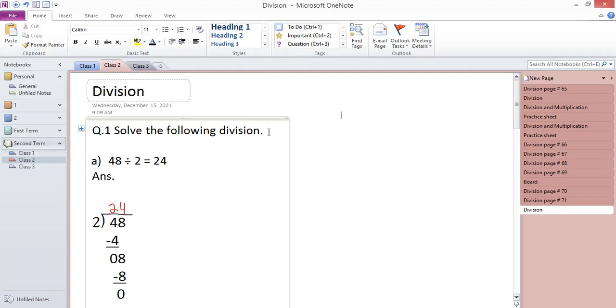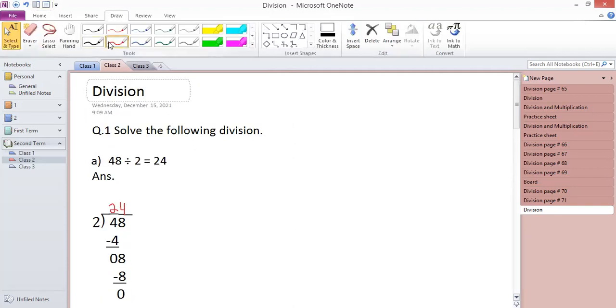Question number 1, solve the following division. Start dividing 48 by 2 first. The solution is written in front of you guys. 48 divided by 2. How you will solve 48 divided by 2, guys?